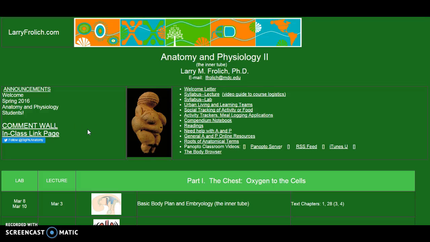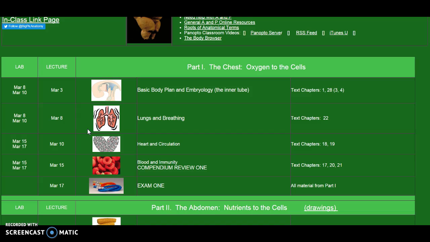All right, A&P students, here are the instructions on what to study in getting ready for the Heart and Circulation Lab. You'll be tested on lungs and breathing and doing the prep for this heart and circulation. So let's take a look at lungs and breathing first.